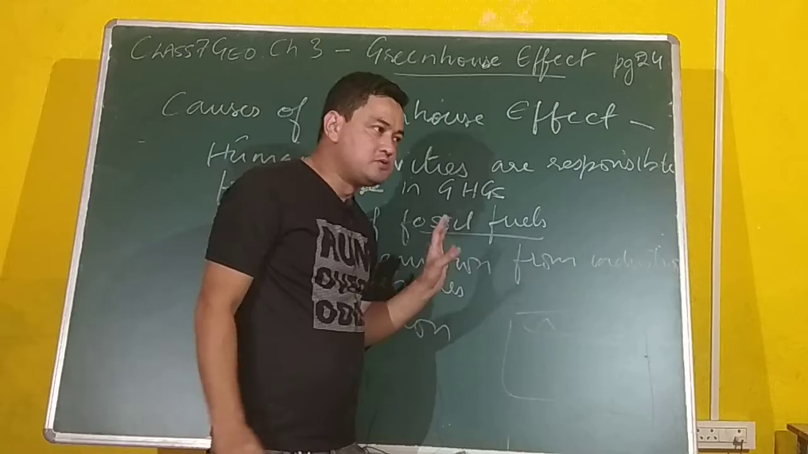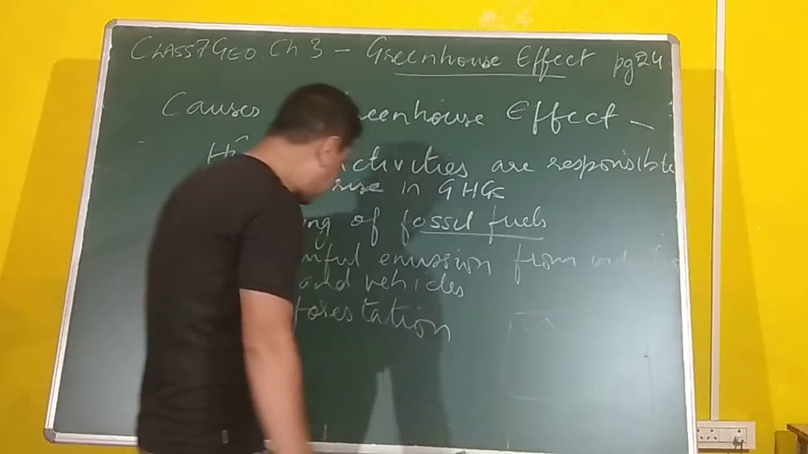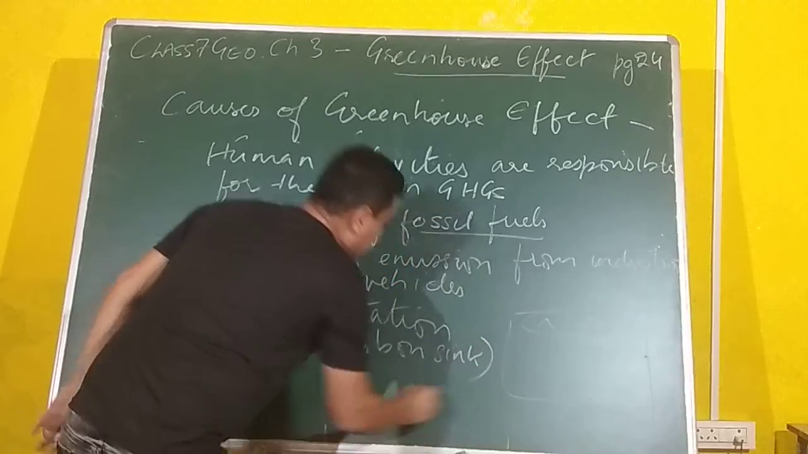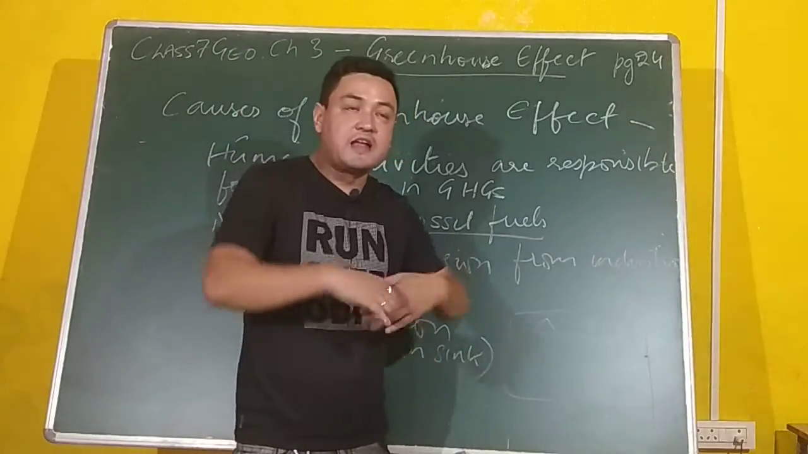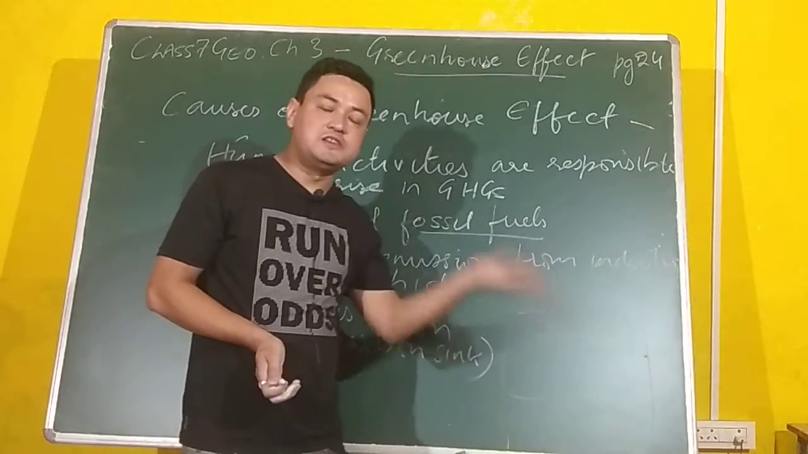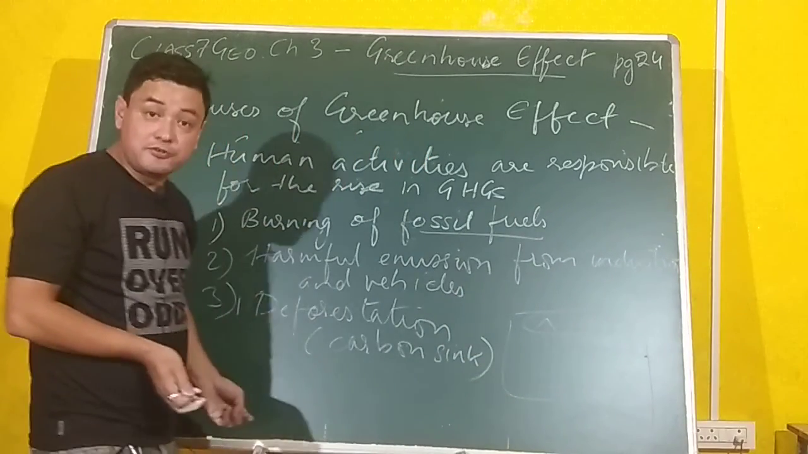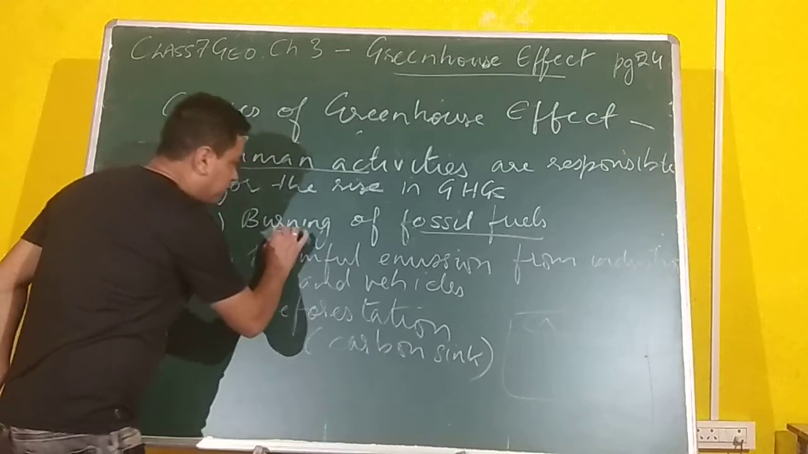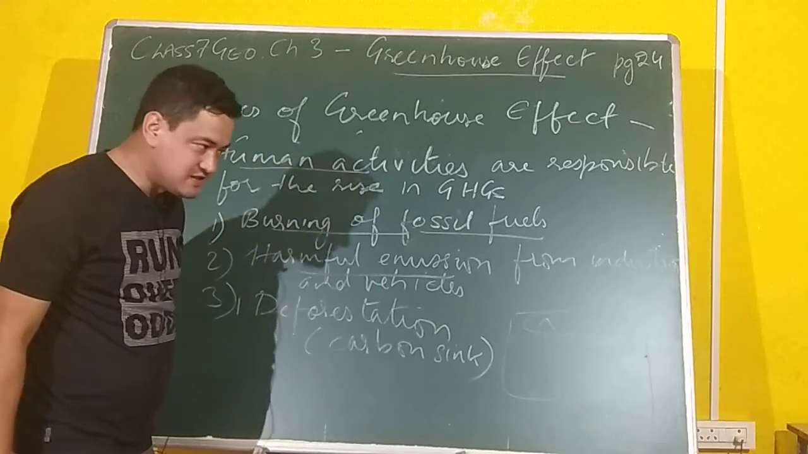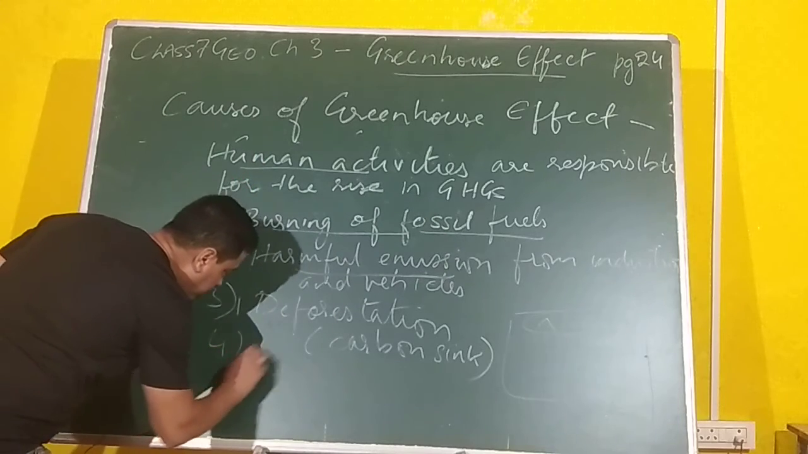When this carbon dioxide becomes more in the atmosphere, this area becomes an area of carbon sink, which means an area where we have more carbon dioxide than oxygen. And this carbon dioxide is the reason which raises the temperature of the earth. So deforestation is another reason of human activity. Burning of fossil fuels, burning of coal, petroleum, then using vehicles, industries, then deforestation, then number 4, wetlands.